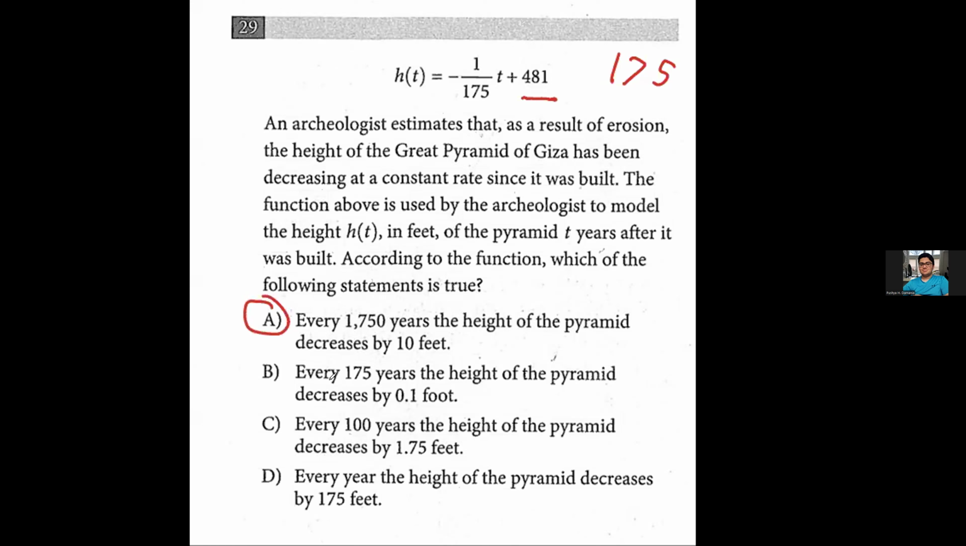But let's just look at the others. Every 175 years, the height of the pyramid decreases by 0.1 feet. Well, no, because every 175 years, it decreases by 1 foot. Every 100 years? No. In 100 years, it would decrease by 100 over 175, which would not be 1.75. Every year, the height of the pyramid decreases by 175 feet? No. So the correct answer is choice A.